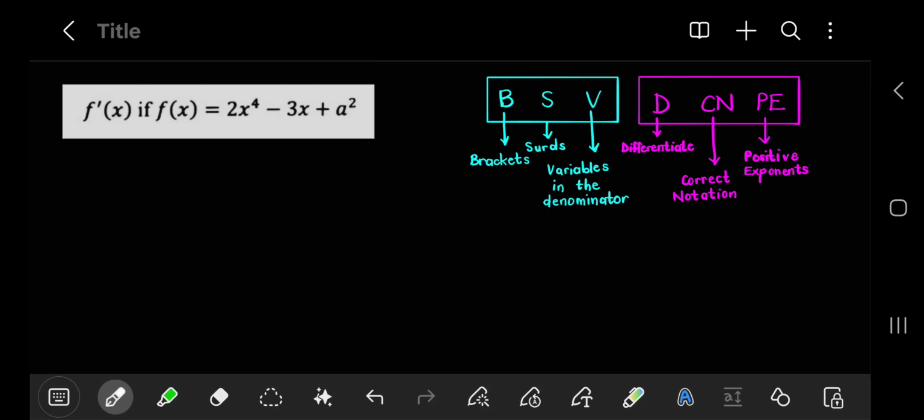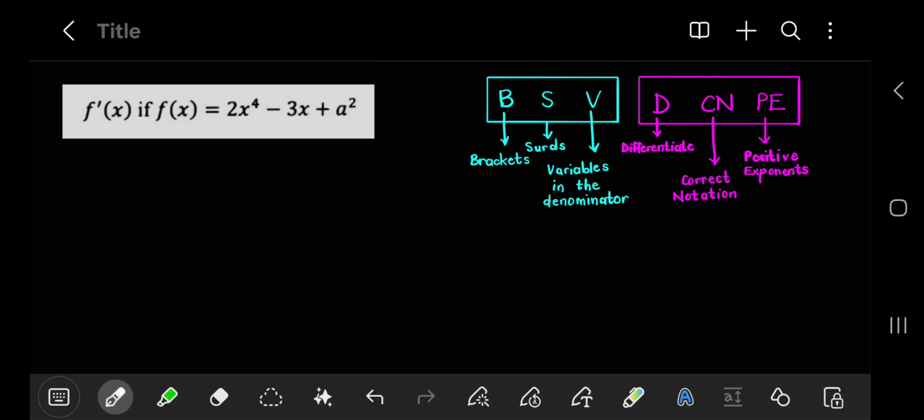So here's question 8, and we are required to get f prime x. So unlike the previous question that needed us to get the second derivative, here we are required to get the first derivative only. If f of x is equal to 2x to the power 4 minus 3x plus a squared.